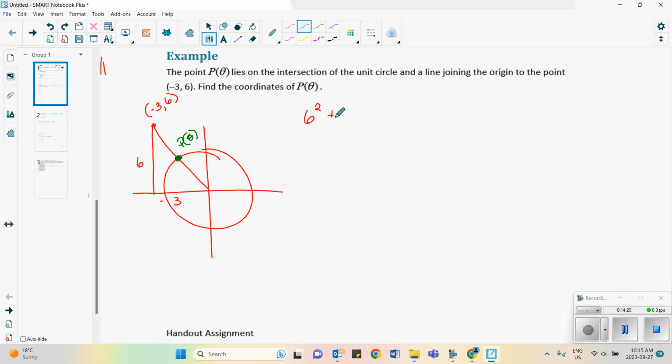So 6 squared plus -3 squared equals c squared. So we have 36 plus 9 equals c squared. So 45 equals c squared. So c is equal to root 45. Let's simplify that 45. What are the factors? 3 root 5. So the factors of 45 that have a perfect square in them would be the 9 and the 5.